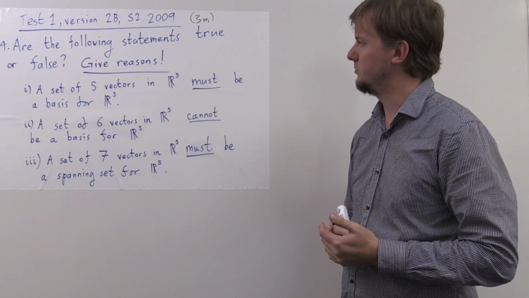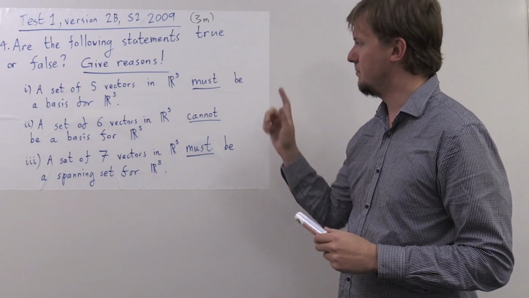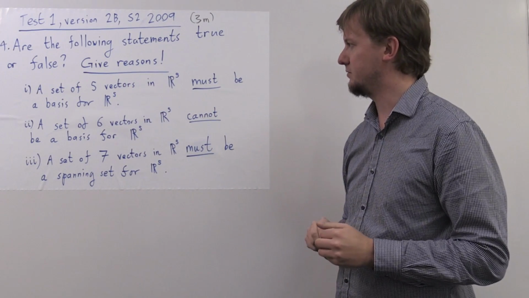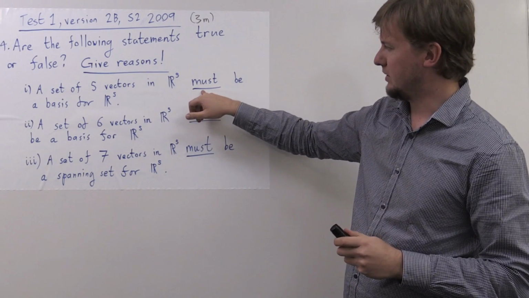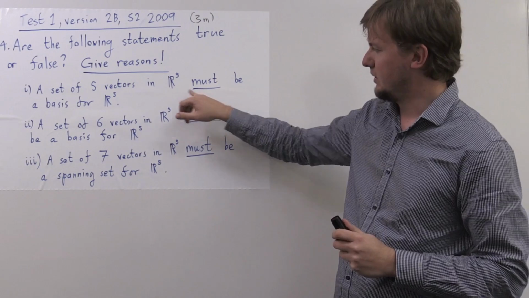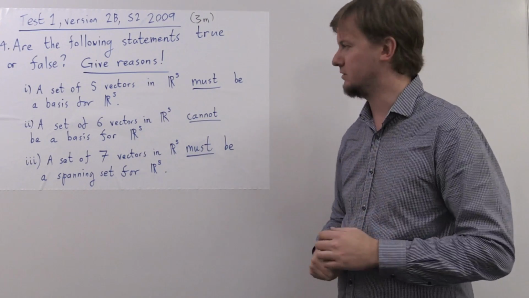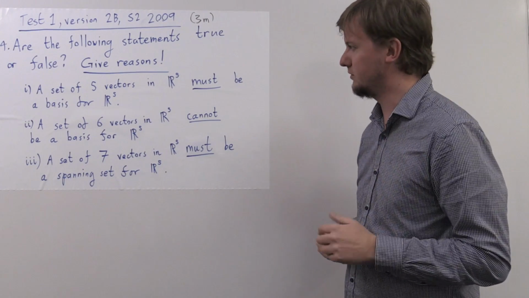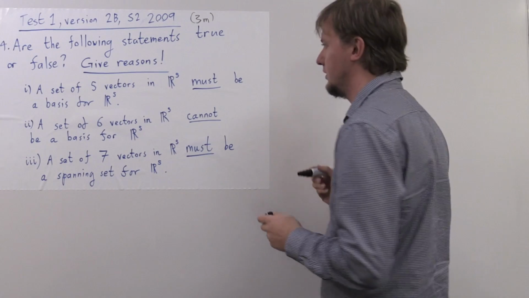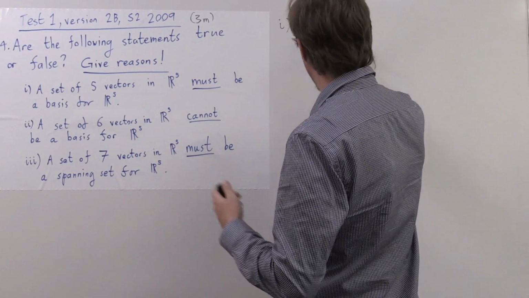it's true or false. So the first one is a set of 5 vectors in R5 must be a basis for R5. So the key word here is must. This statement would be claiming that no matter how badly you choose these 5 vectors, they must form a basis. And to be honest, I can make quite bad choices, so I think this is false, and I can show it's false. So part I, well, it's false.